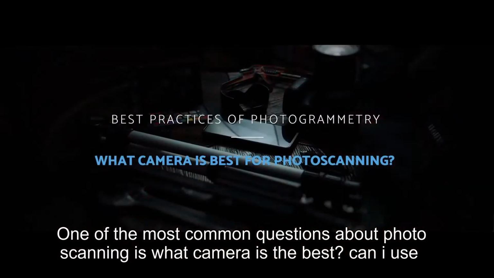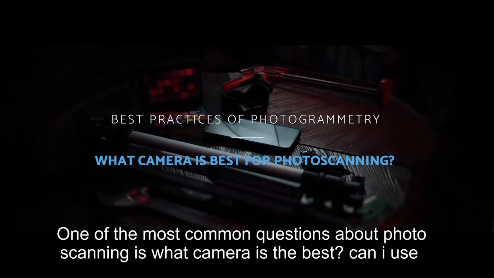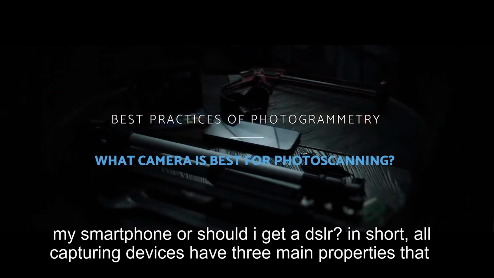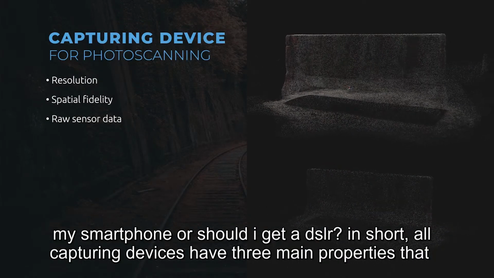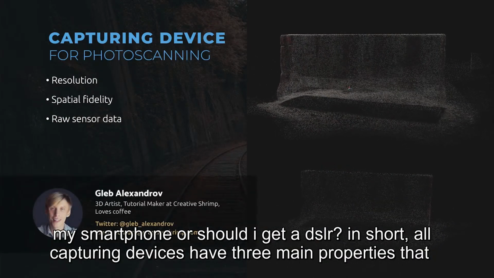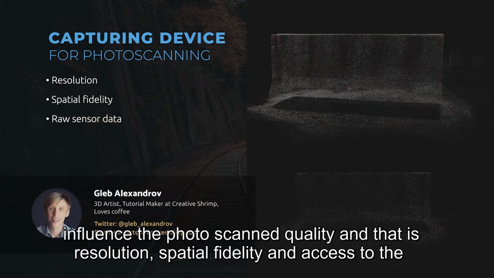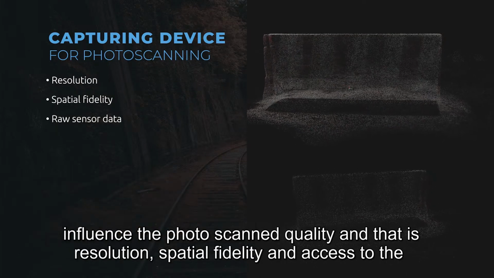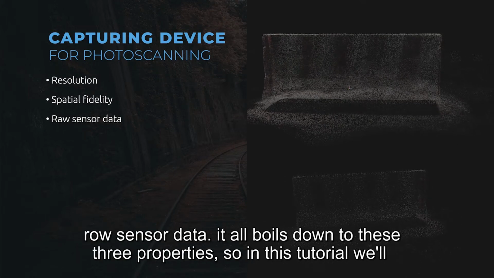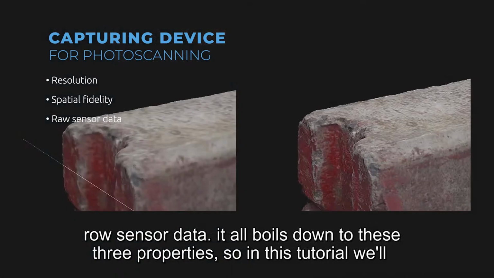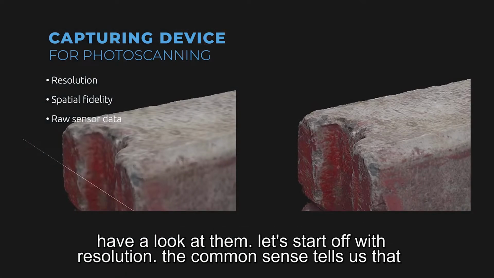One of the most common questions about photo scanning is what camera is the best? Can I use my smartphone or should I get a DSLR? In short, all capturing devices have three main properties that influence the photo scanned quality, and that is resolution, spatial fidelity, and access to the raw sensor data. It all boils down to these three properties, so in this tutorial we'll have a look at them.